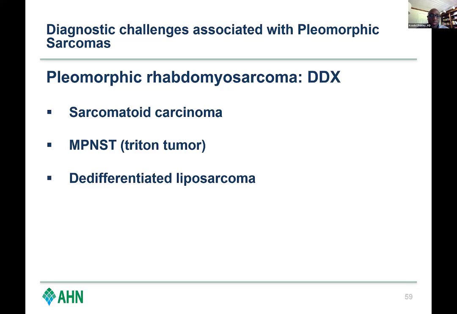Differential diagnoses include, again, sarcomatoid carcinoma, malignant peripheral nerve sheath tumor, and dedifferentiated liposarcoma. I mentioned that dedifferentiated liposarcoma can have heterologous differentiation in about 10% of cases. 10% of these cases might show positivity for desmin or myogenin or MyoD1. But unlike pleomorphic rhabdomyosarcoma, the dedifferentiated liposarcoma cells will show MDM2 amplification. So MDM2 can be very helpful in the differential diagnosis.